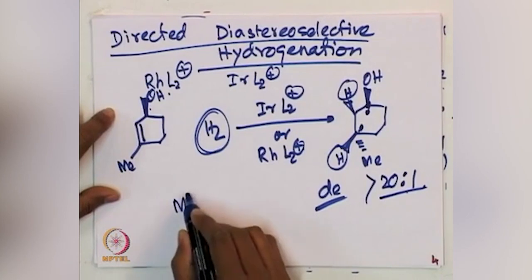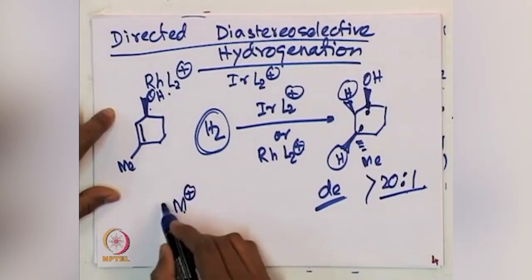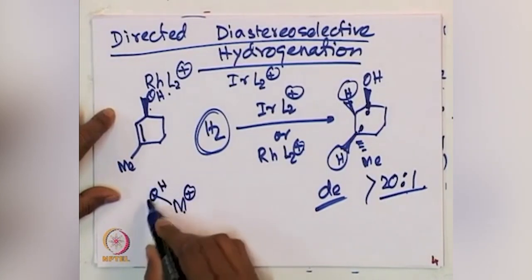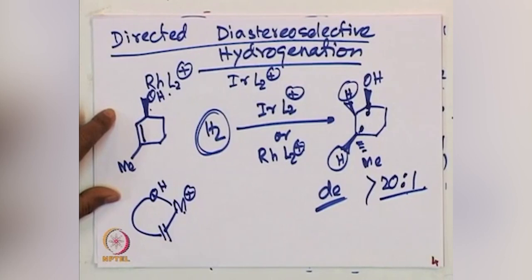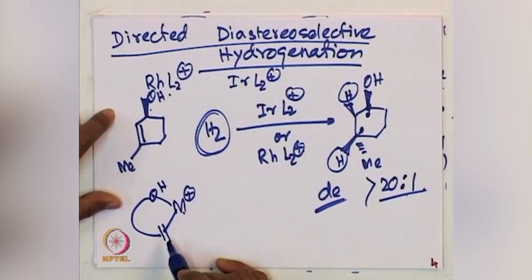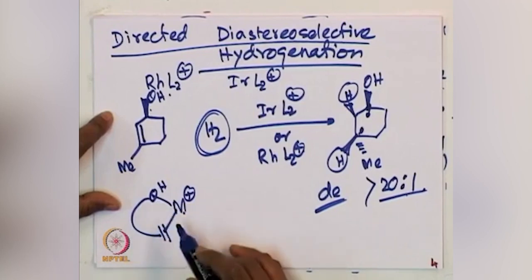Of course, regarding the binding to the metal site, if this is the rhodium or iridium center, and your hydroxy is over there, it binds more like this. And then, of course, over here, beta migratory insertion occurs. Here, hydrogen adds, that is why the hydrogen addition is from the up side. Indeed, this is the side which is hindered by the hydroxyl group.